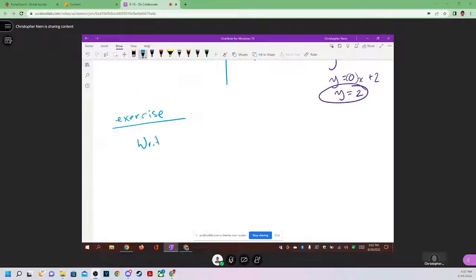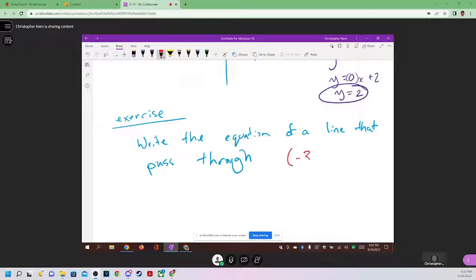Write the equation of a line that passes through -3, -2, comma, -1, 5. That passes through these points.